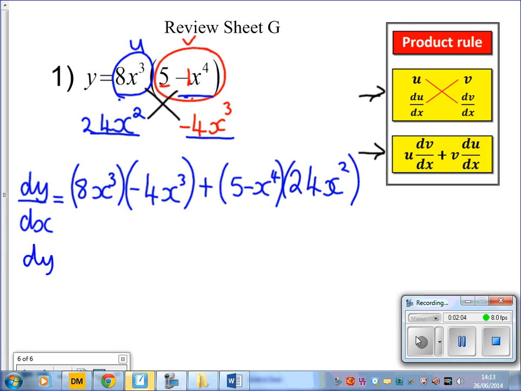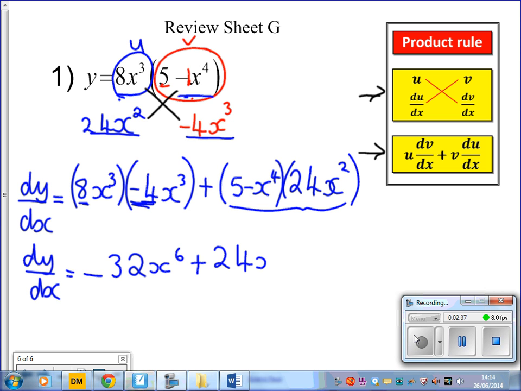Just going to tidy this up a little bit. dy dx, bring this minus sign out to the front. So I'm going to have minus, I'll times the 4 by the 8 to give me 32x to the power of 6. And just here, this term here, I'm going to bring the 24x squared to the front, 5 minus x to the power of 4.